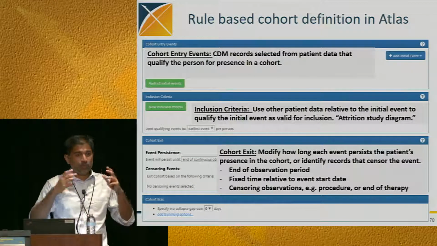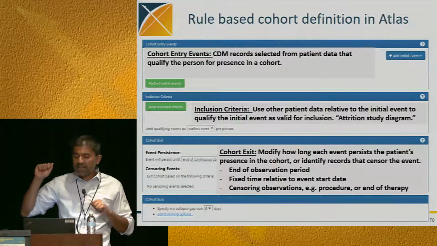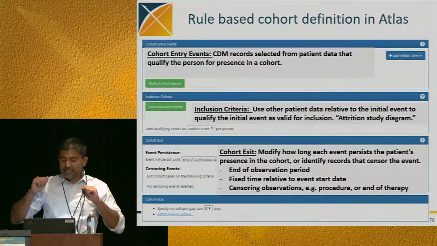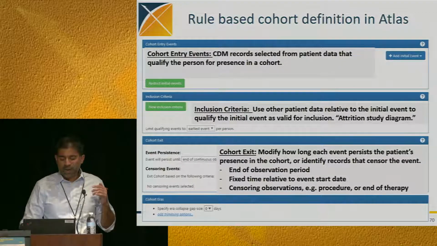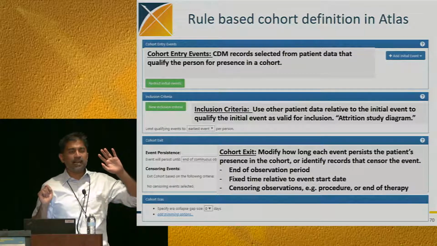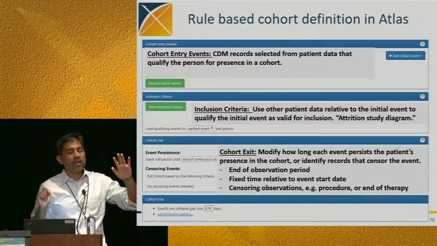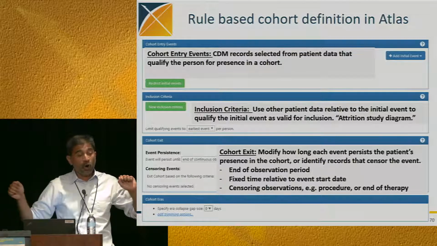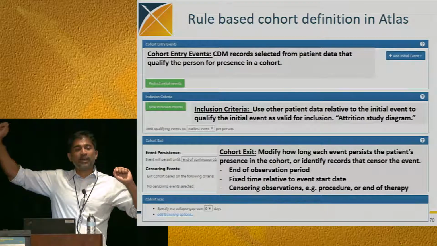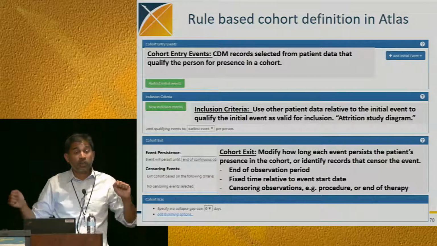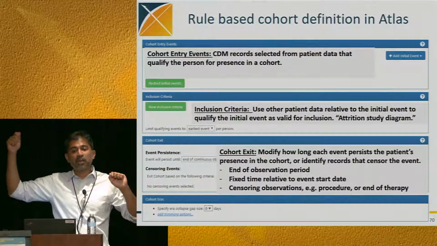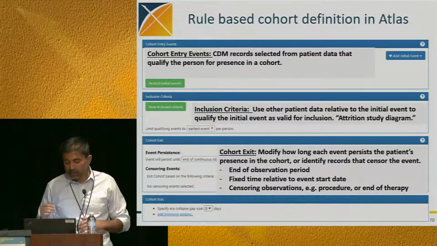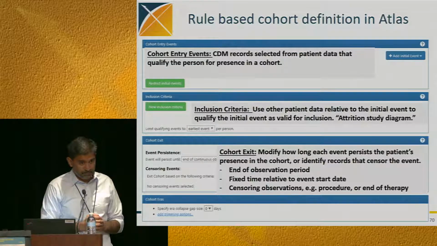The cohort exit is what we just talked about. It modifies how long each event persists, the patient's presence in the cohort, or identifies records that censor the event. So these are important concepts. In the example of angina, you may want to exit the person from the cohort when they get discharged from the hospital. Or you may want to exit the person 1 year after their angina. Or you may want to exit the person when they get myocardial infarction. There may be different rules for exit, and those exit rules are represented in the cohort exit criteria.